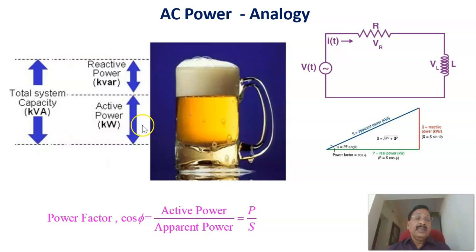Vectorially, if you see that active power and reactive power are added, then you will get the apparent power, and the ratio of the active power to the apparent power is called the power factor of the circuit. That is, in an RL circuit, power factor equals active power divided by apparent power, P by S. In that case, it is equal to the height of the cocktail divided by the total height of the glass, because that includes the foam also. That can be analogous to the power factor of the circuit. These are all analogous. Just to understand it, it is explained like that.